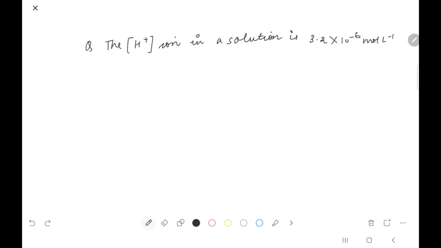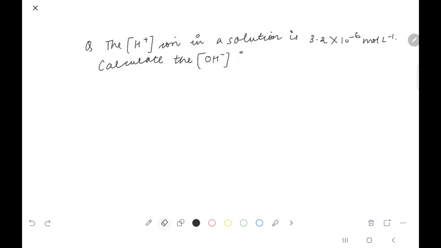So now, for example, if you say pH plus pOH is 14, right? Now write down a few small questions to solve. So if I say the H plus ion concentration in a solution is 3.2 into 10 raised to the power minus 6 moles per liter, calculate the OH negative ions concentration in this.